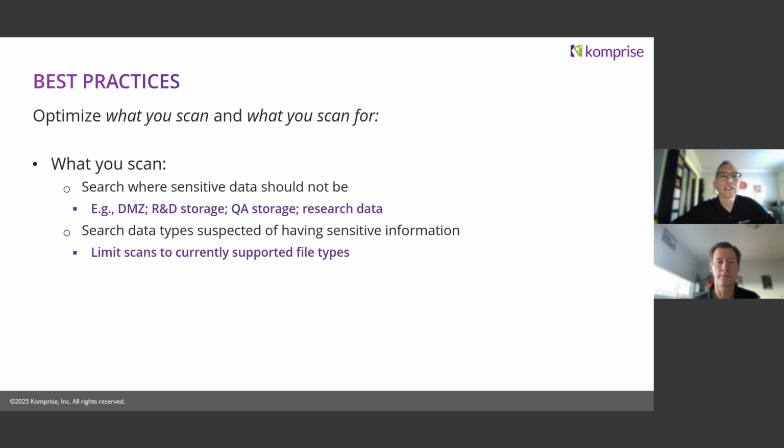You can also make sure that you search specific data types that are suspected of having sensitive information. And that is really what we focused on in our general availability, limiting the file types that we support so that we're not opening files that shouldn't or probably don't have sensitive information. So that can definitely help.